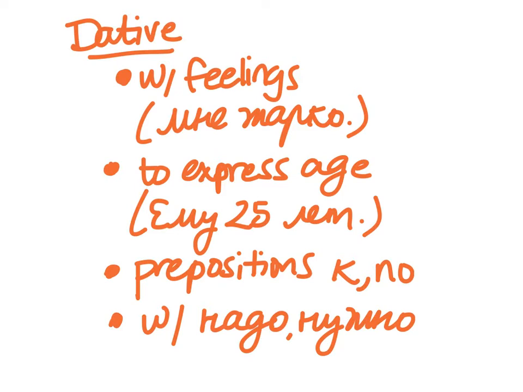We use it to express age. Ему 25 лет. We use it with prepositions к and по. And remember that к can mean to go to someone's place. And we use dative case with надо or нужно, so expressions of needing something.